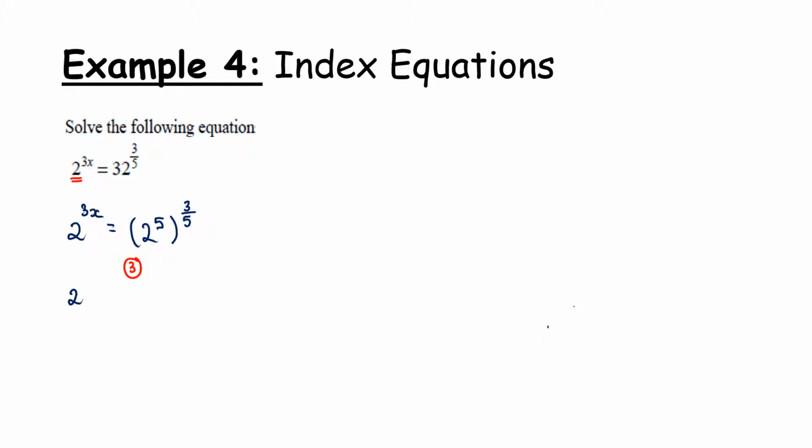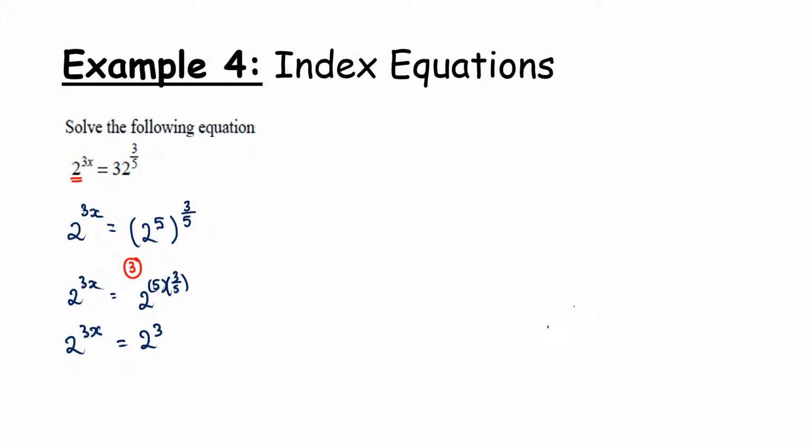So on the left hand side, nothing can happen. And this becomes 2 to the power of 5 times 3 over 5, which simplifies down to 2 to the power of 3. 2 to the power of 3x. Now, let's take this part here. So I have 2 to the power of 3x and 2 to the power of 3.